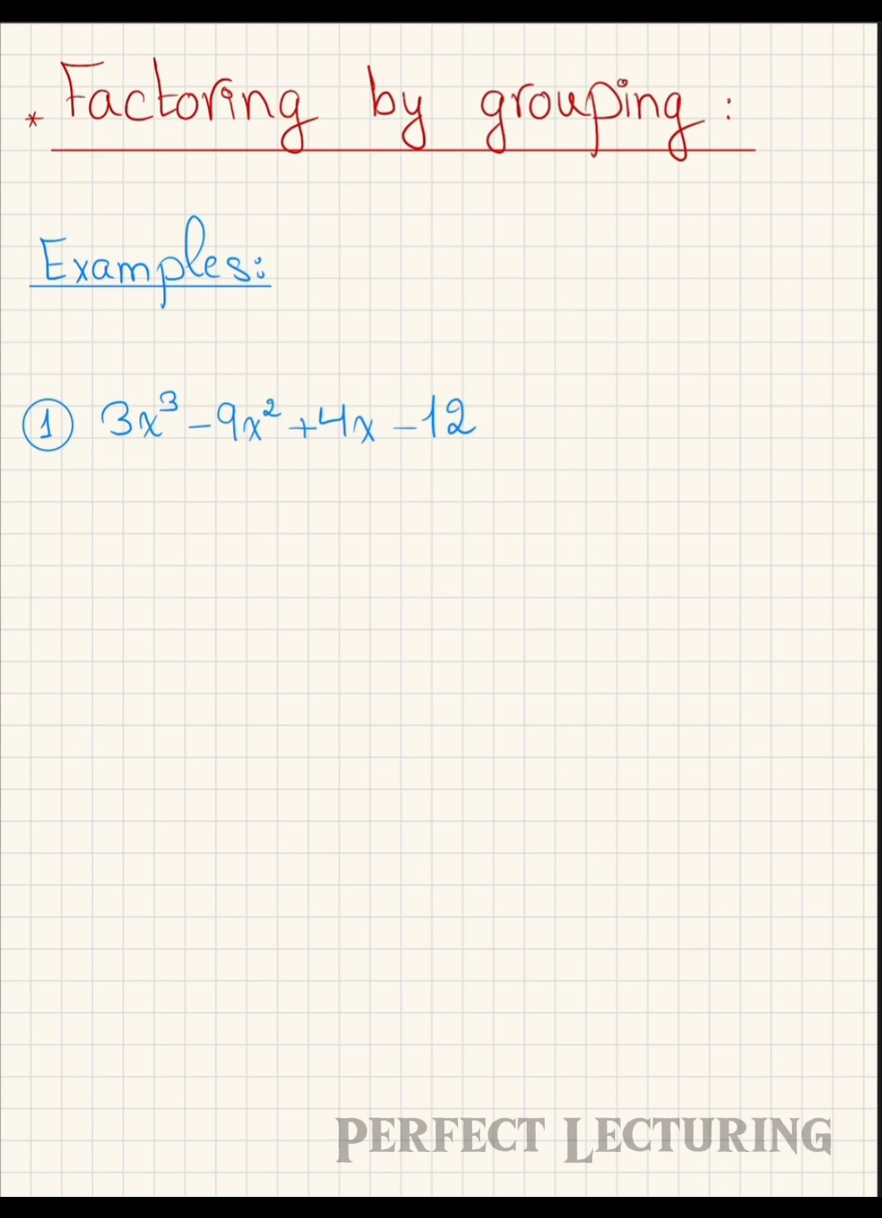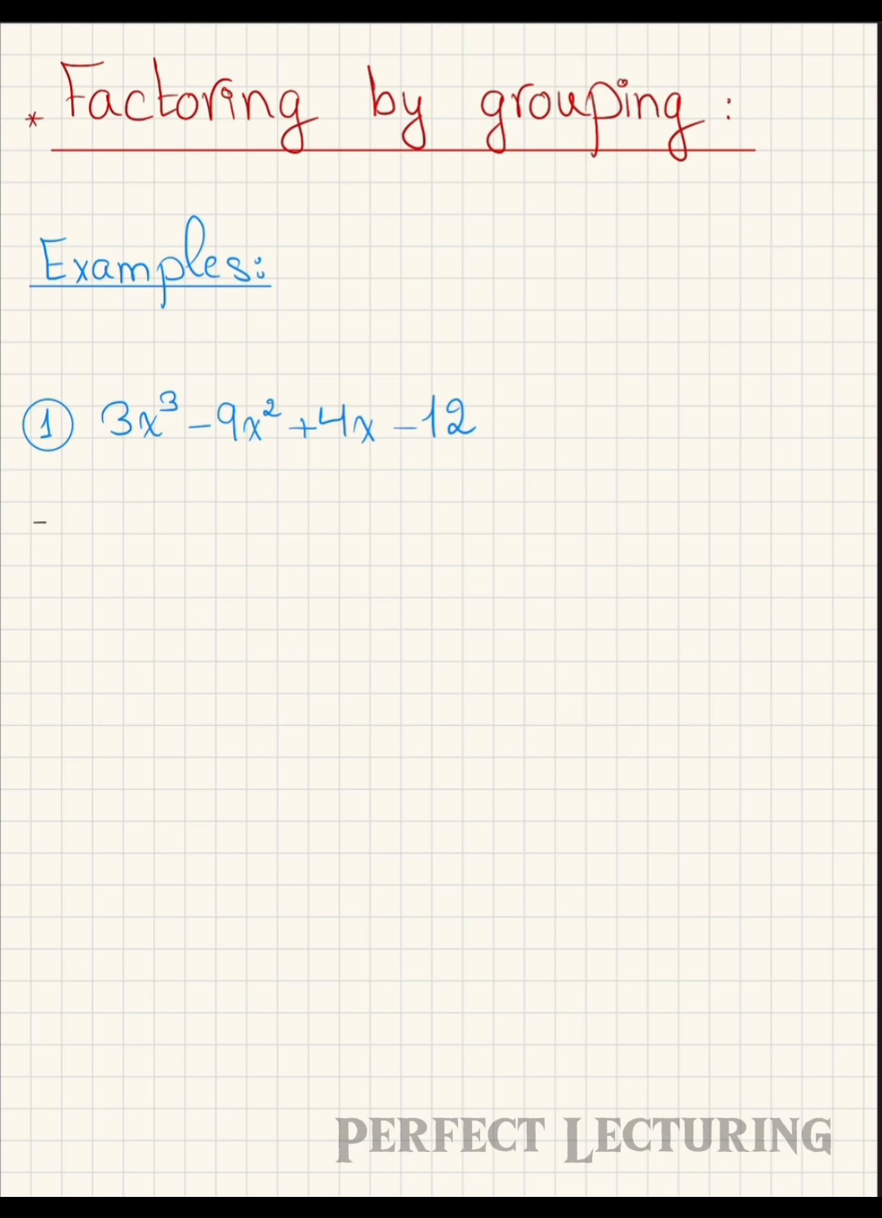Whenever I have more than 3 terms, then I should consider factoring by grouping as an option. That's the first condition. The other condition I will explain once I solve the questions. Let us start with example number 1. In example number 1, I have 3x to the power of 3 minus 9x squared plus 4x minus 12. So I will factor the first two terms and the second two terms separately.